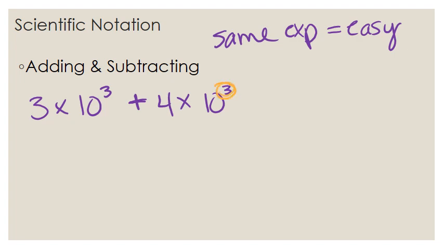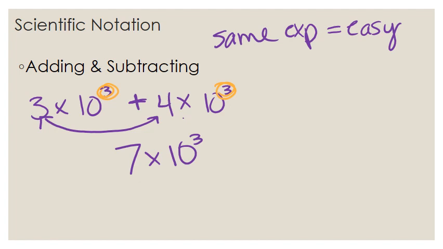Because I have these like exponents, I literally treat them like a like variable. I almost just bring it down. So I've got a common 10 to the 3rd, and then all I need to do is add the numbers out front, very literally. So I've got a 7. So this gives me 7 times 10 to the third. So really easy with those like exponents.